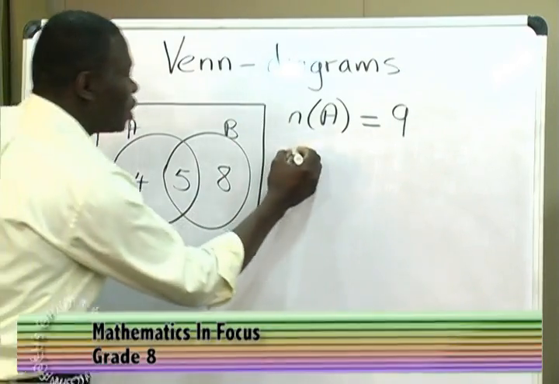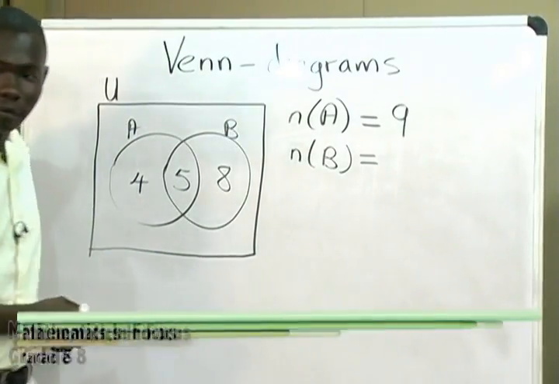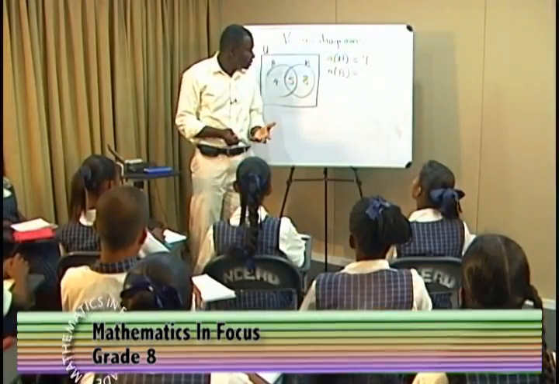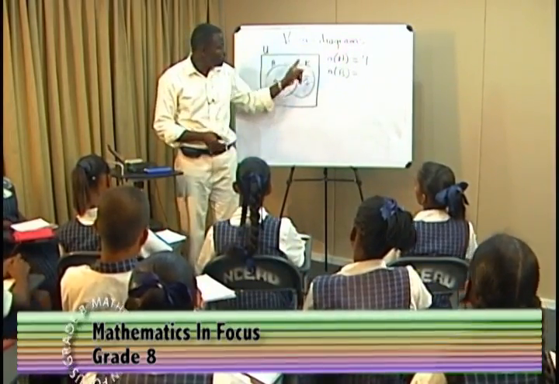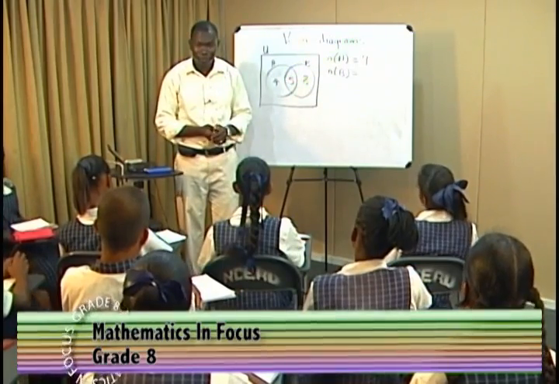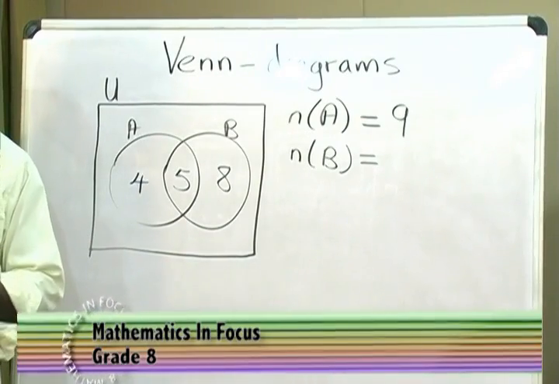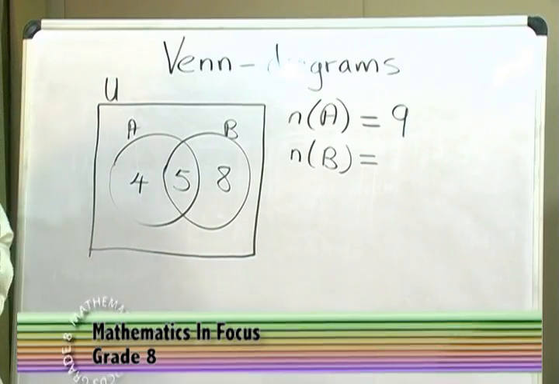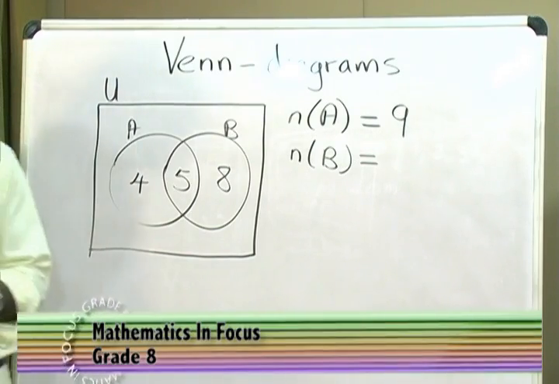What about this? Somebody please read this for me. What does this say? Number of students who like business? I'm hearing the number of elements in set B, but do we know what set B is? What does B denote? Business. So please read this again for me. Who's going to read it? Let me see a hand. Yes, go ahead. Number of students who study business. Thank you very much.